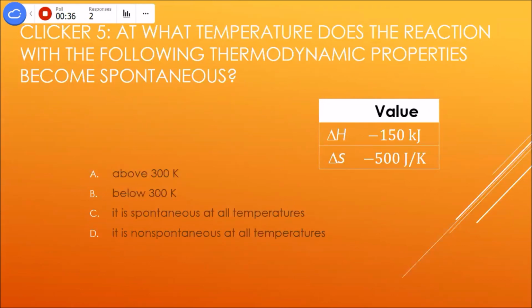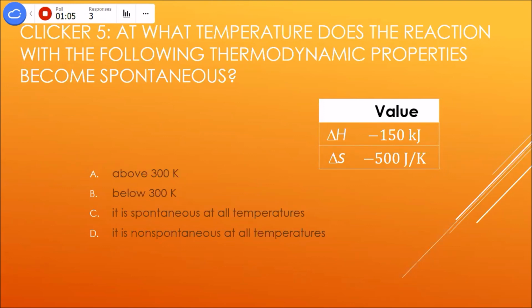Now, fortunately, they've already done the math for you. So it's either going to be always spontaneous or some relation of 300. You say 150 divided by 500, you're going to have some factor of 300. So they've done that math for you. The only thing you have to reason out here is whether it's above 300 or below 300.